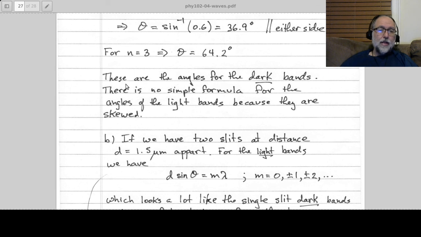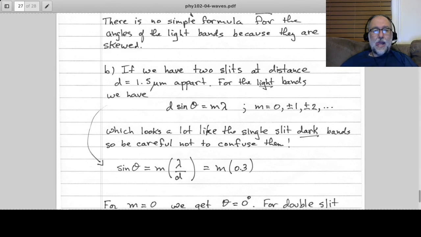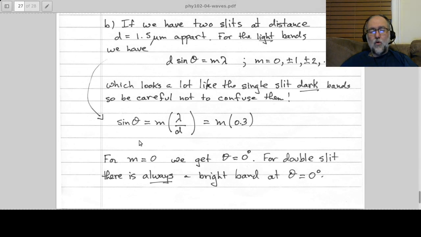All right. Now for part B, we have two slits, and so now we're going to use the two-slit formula. It looks similar, but D instead of A and M instead of N. Okay, let's start off with the light bands. The light bands, we have this, and the M must be an integer or 0. Okay, so rearranging the formula, it's the same approach as before.